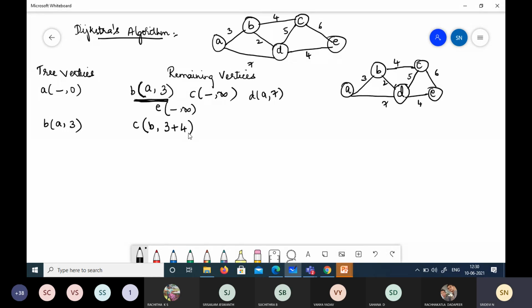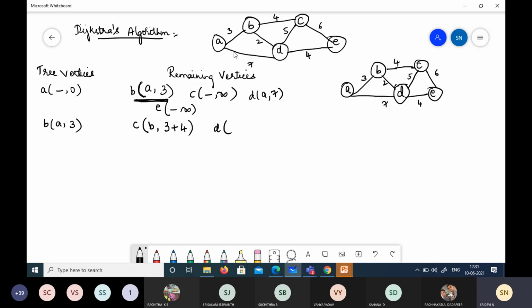That's the difference between Prim's and Kruskal's. Don't get confused. This is the shortest path from a source to all other vertices. There we are just finding a minimum spanning tree. So to reach C from B, the cost is 4, but this path is already selected, so we will say 3 plus 4, which is 7. Now D.